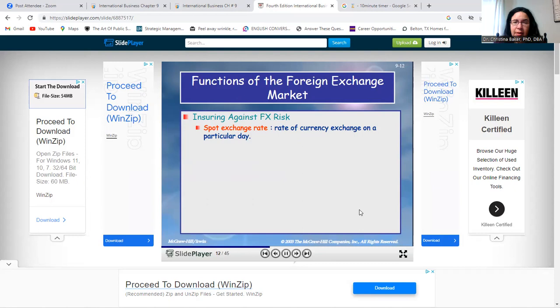Spot exchange rate: the rate of exchange at which a currency is converted on a particular day. Forward exchange: two parties agree to exchange currencies on a specific future date.